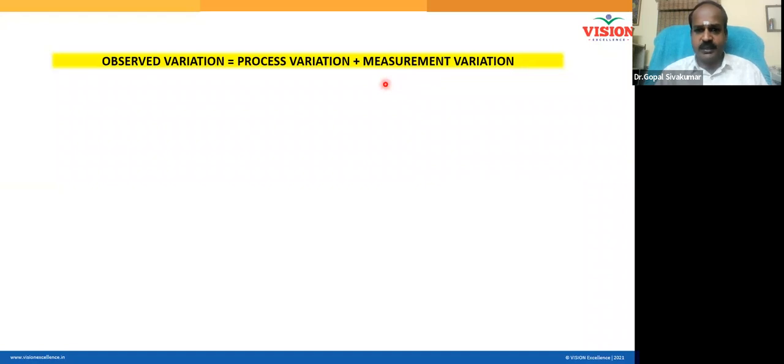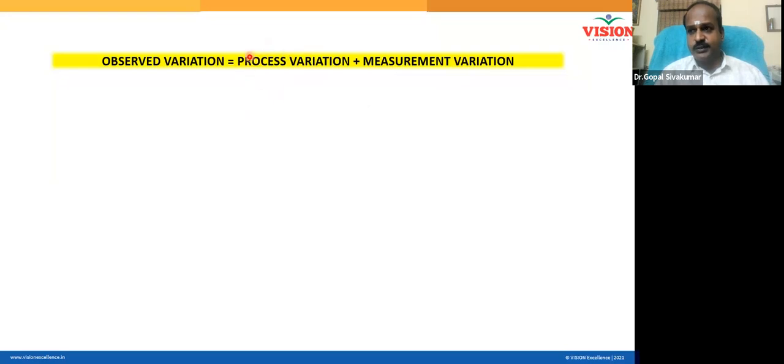But sometimes what happens when you actually study the capability of the process, when you collect the data, since your procedures are wrong, since people do not know how to collect the data, there could be variations due to the measurement system. So those variations are called measurement variation. It is nothing but measurement error. Your problem is process variation. This is not your problem. This is actually measurement error.